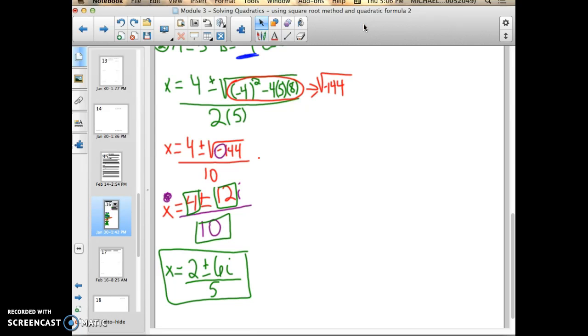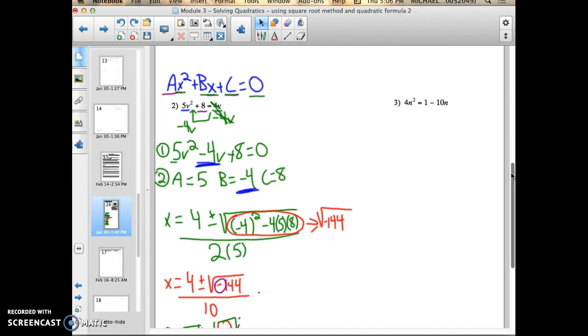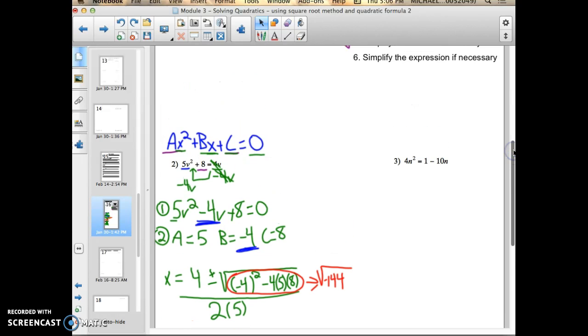Go ahead and try number 3 on your own. I decided to let you try that one on your own first, and then raise your hand when you're done so I can come check your work. Remember, the first step is to put it into standard form. It looks to me like I need to move 2 things over to the right-hand side. One is positive, so I would probably subtract it, and minus 10n is negative, so I'd probably add it. Go ahead and try it. Raise your hand if you need help.